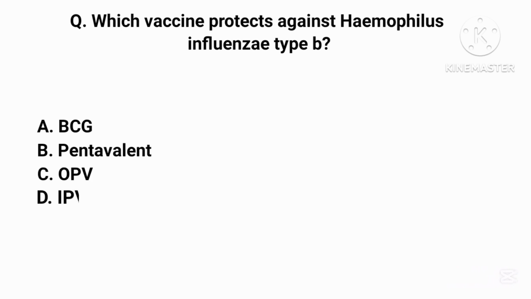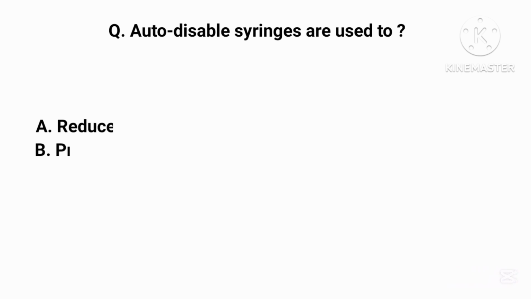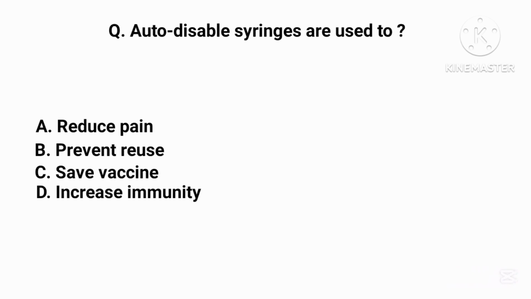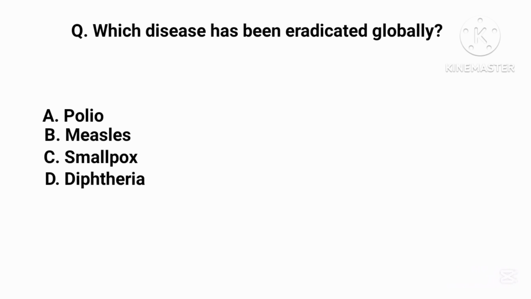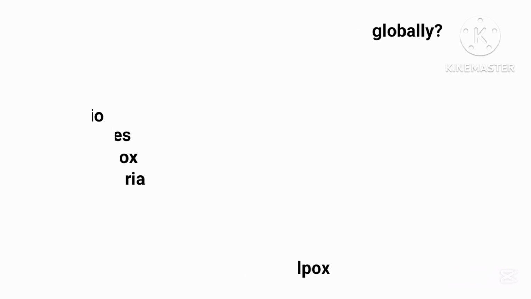Which vaccine protects against Haemophilus influenzae type B? Correct answer is option B, pentavalent. Auto-disable syringes are used to. Correct answer is option B, prevent reuse. Which disease has been eradicated globally? Correct answer is option C, smallpox.